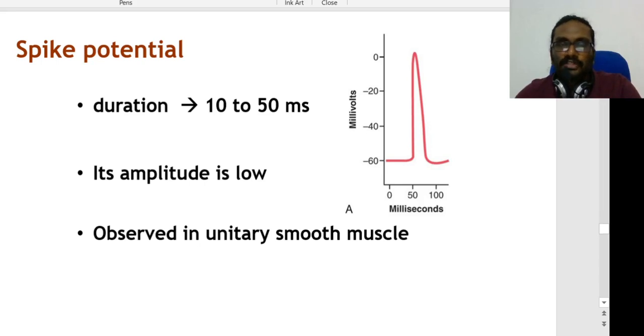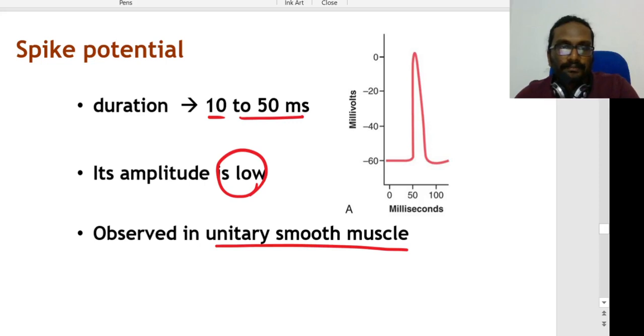So coming to the first potential, which is the spike potential, you will see this in unitary smooth muscles. The amplitude will be very low. The duration would be 10 to 50 milliseconds.